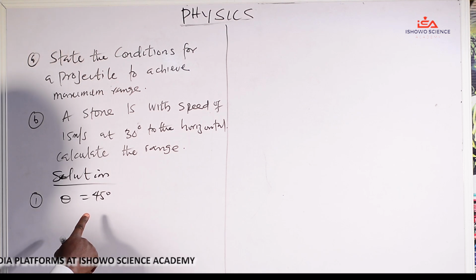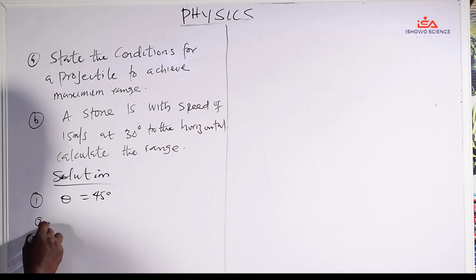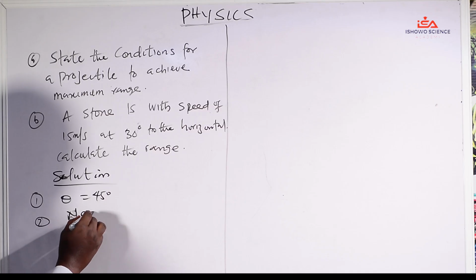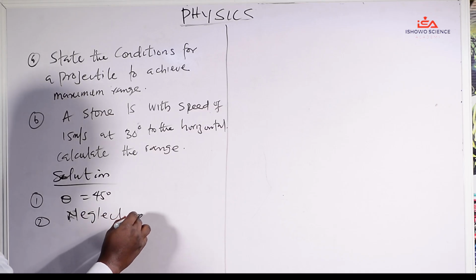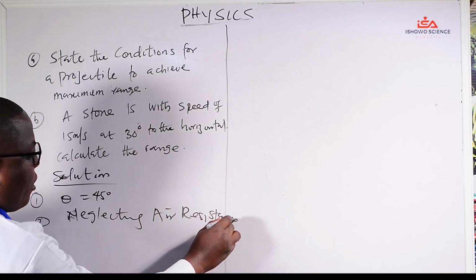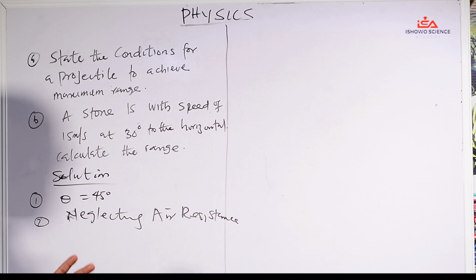Another condition for maximum range to be attained by a projectile is, two, when air resistance is neglected. So when air resistance is neglected, it means there will be little control over the projectile by the atmospheric wind and the air around the surroundings. So neglecting air resistance is another factor that can propel a projectile to attain its maximum range.